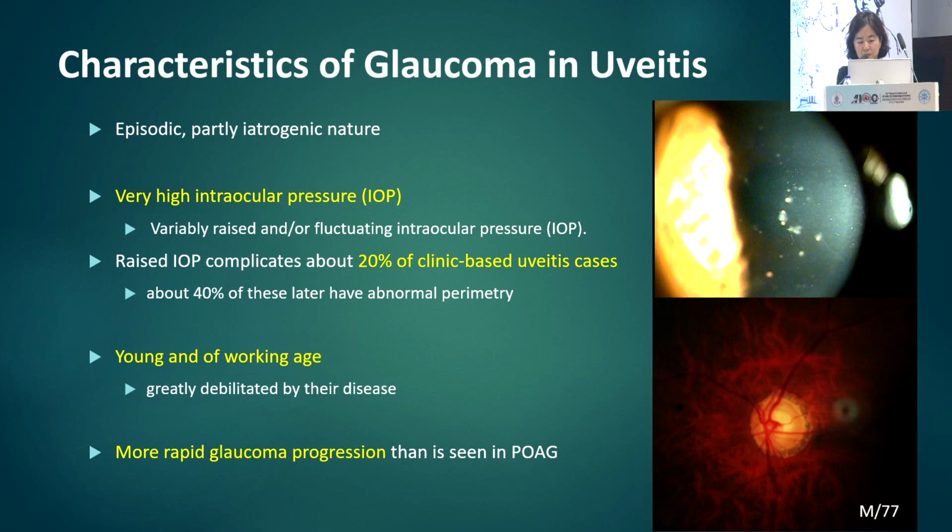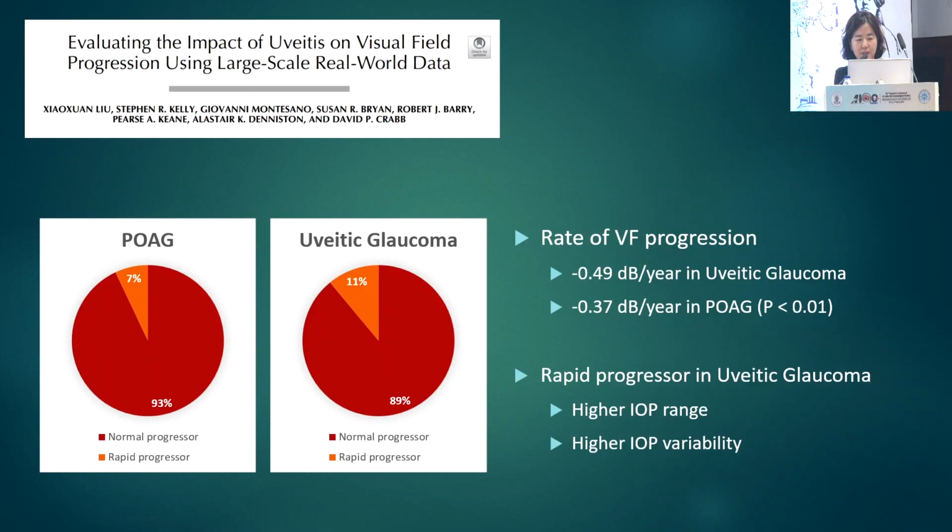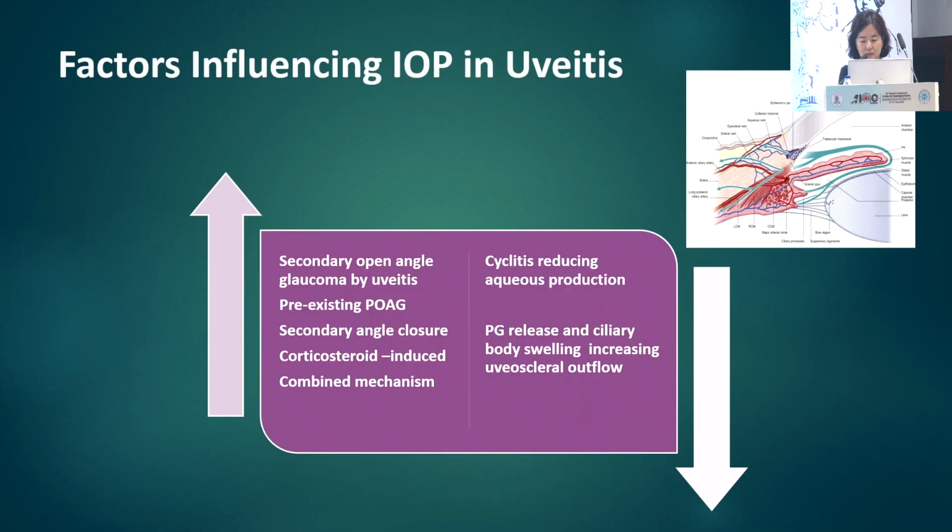It occurs in 20% of clinic-based uveitic cases, and it is seen in the young and those of working age, with more rapid glaucoma progression than is seen in primary open-angle glaucoma. As you can see in this study using large-scale real-world data, the visual field progression was greater in uveitic glaucoma compared to POAG cases.